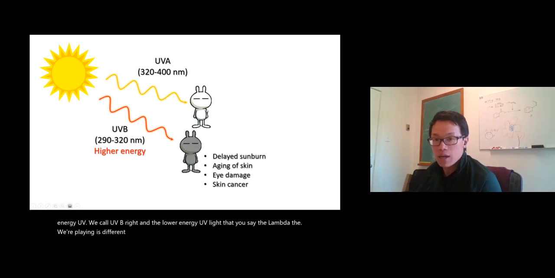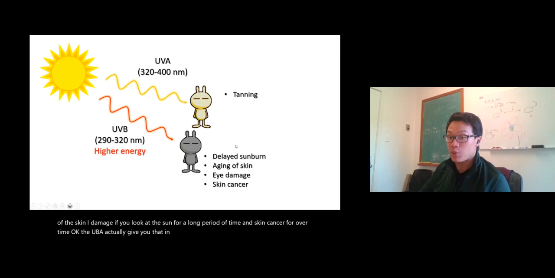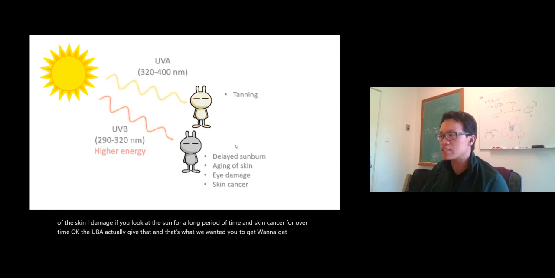The UVB, the higher energy one, causes sunburn, aging of the skin, eye damage if you look at the sun for a long period of time, and skin cancer over time. The UVA actually gives you the tan. That's what we want if you want to get tan. Okay, here's what we do.